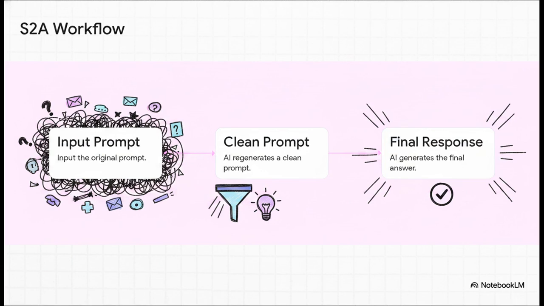Let's move to how this builds mechanically. It's a beautifully simple three-step flow. Step 1, you input your original, maybe kind of noisy and opinionated prompt. Step 2, the AI takes that input, puts on its strict editor hat, and regenerates a clean, stripped-down version of the text. Step 3, the AI takes that brand new, sanitized prompt and uses it to generate the final response.